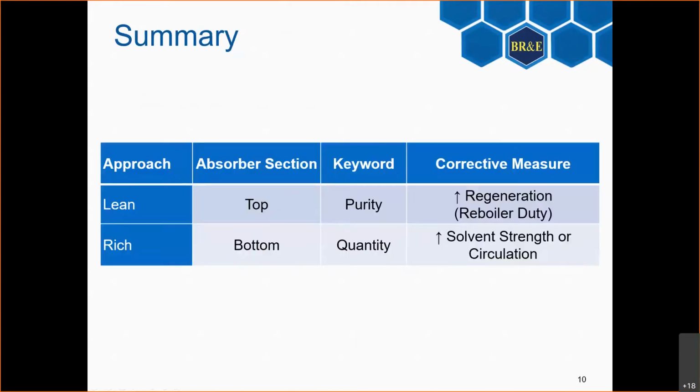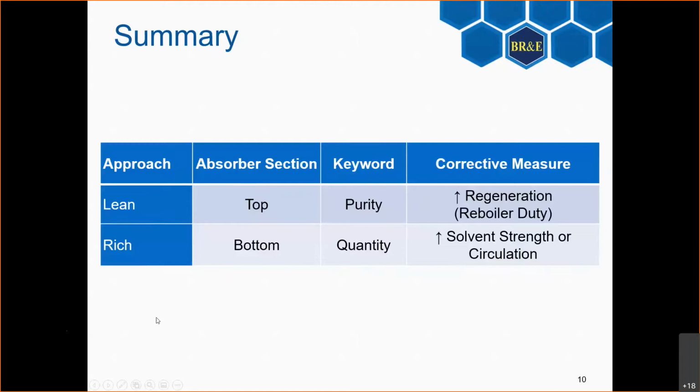Here we can see it all summarized. So we have two approaches. The lean approach reports driving force in the top section of the absorber. The keyword is purity, and if it's too high, we can fix it by increasing regeneration, increasing the reboiler duty.